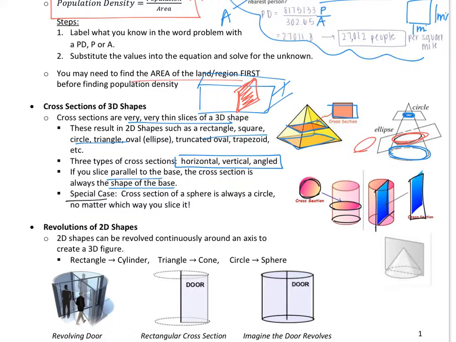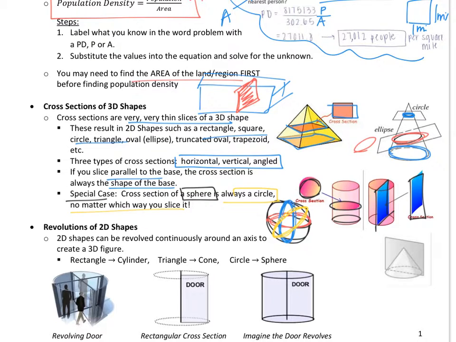There is a special case here when we talk about a sphere. If you think about a sphere and its cross-sections, you could take a cross-section horizontally, meaning you get a circle. You could take a cross-section vertically, meaning you get a circle, and you could also take a cross-section diagonally, and you still get a circle. No matter which way you slice it, you always get a circle.